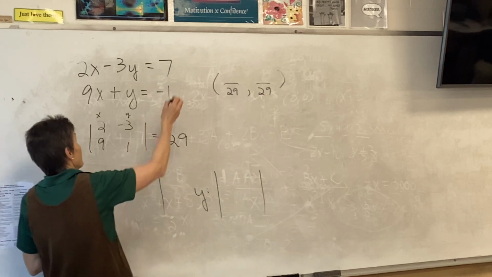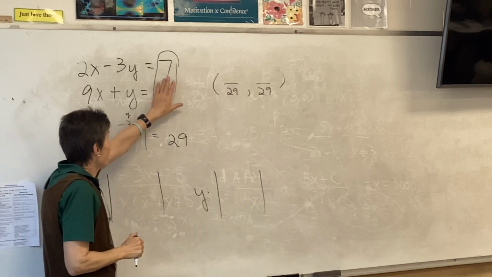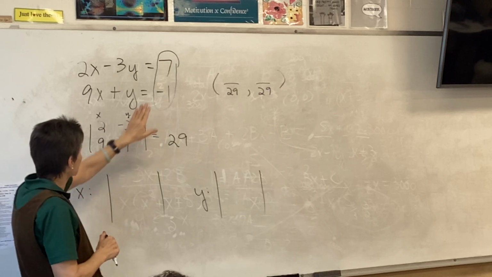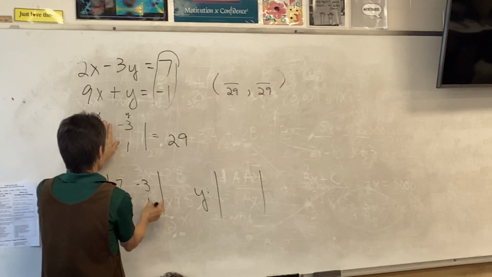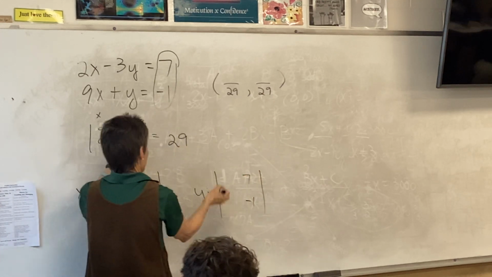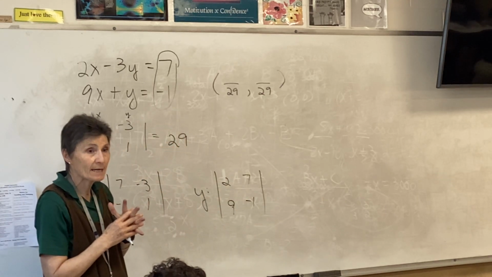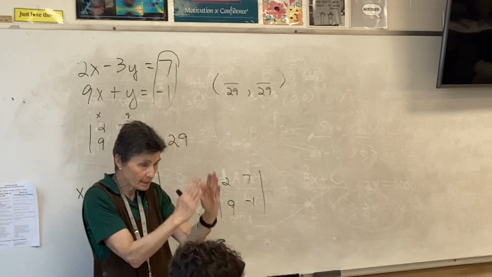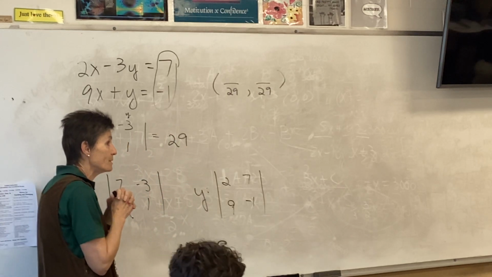And I find them by taking these numbers right here, the constants, and pasting them on top of whatever letter I'm solving for. So if I'm looking for X, I'm going to put 7, -1 here, and then that stays. And if I'm solving for Y, I put 7, -1 here, and that stays. Now notice, there's no switching of any order. Nothing changes. You are literally cutting and pasting on top of whichever one you need to look for.